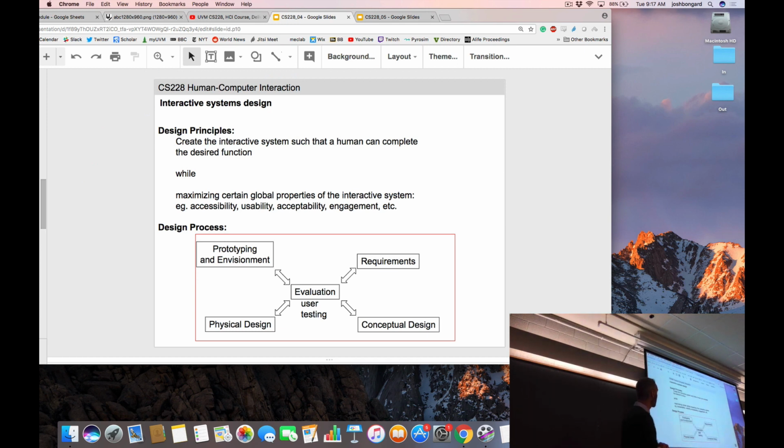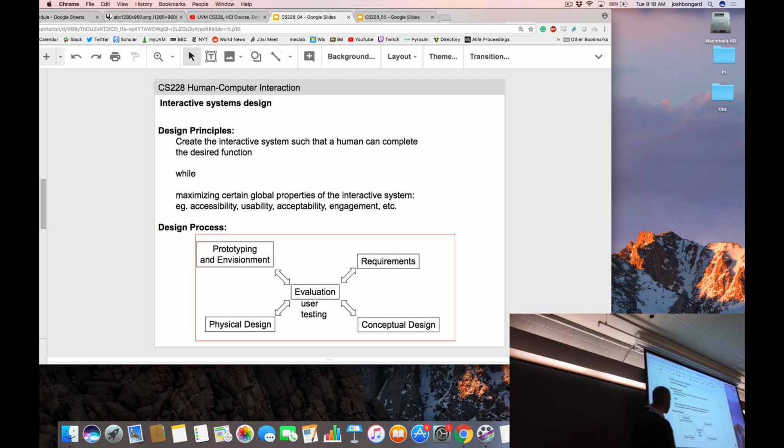Finally, we reach HCI, and we're going to focus in this lecture and the next lecture on specific design principles, specific rules of thumb that are specific to designing the front end of your system. Like the rest of the system and engineering, we want our functional requirements. Create your interface, your interactive system, such that the human can complete the desired function. We still need to describe X. What is the system going to do and what is it not going to do? But on top of that, we are also going to try and maximize these global properties, which are also known as non-functional requirements. If you study software engineering, you'll probably see that term, non-functional requirements. As the name implies, it deals with general properties of the system that aren't directly related to the specific function itself. It's do X while also being accessible, usable, acceptable, and engaging. And we're going to talk about these four in a moment.